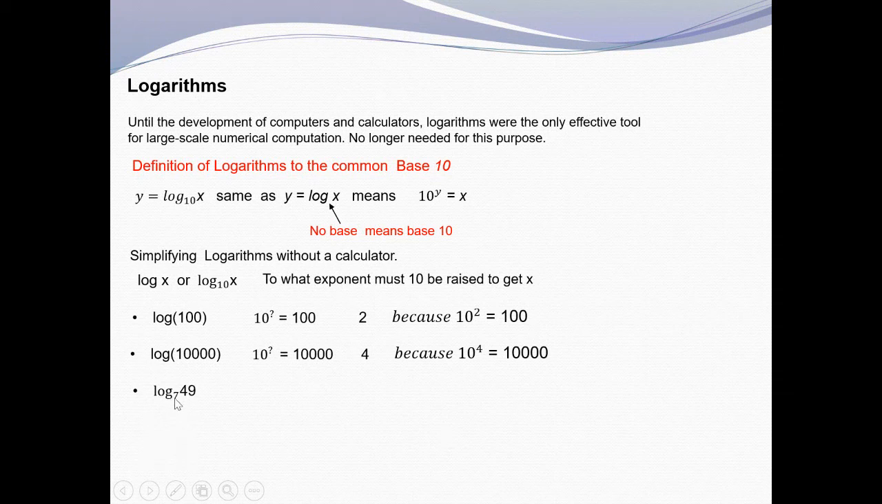Okay, how about this one here? To what power should we raise 7 to give me 49? The answer is 2, because 7 squared is equal to 49. This one here, to what power should we raise 3 to give me 27? Right, so the answer is going to be 3. And later on, I'm going to show you how to solve these, which I think is going to be next week.